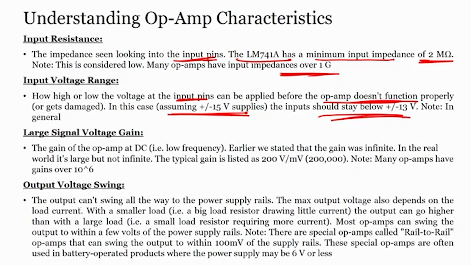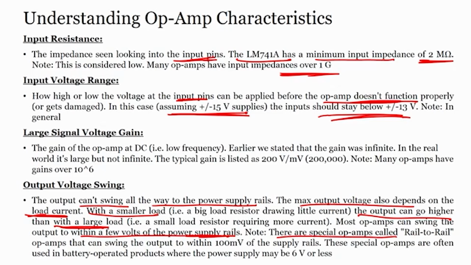How can we define output voltage swing? The output cannot swing all the way to the power supply rails, plus 15 or minus 15 or whatever power supply we have given. The maximum output voltage also depends on the load current. With a smaller load, the output can go higher than with a larger load. Most op amps can swing the output to within a few volts of the power supply rails. There are also special op amps called rail to rail op amps that can swing the output to within 100 millivolts.